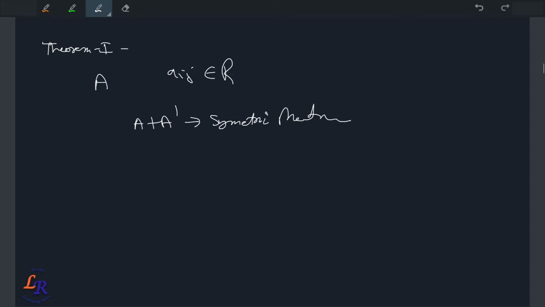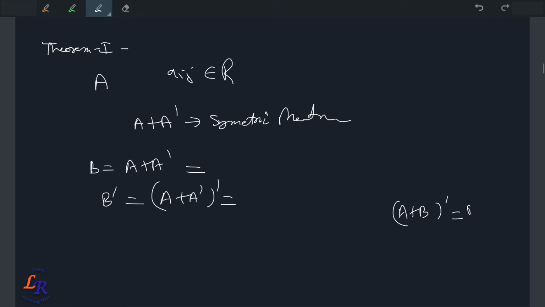You can easily prove that. Let's say B is equal to A plus A dash. So what would be B dash? B dash would be the transpose of A plus A dash. Now we know the property: the transpose of A plus B is equal to A transpose plus B transpose.